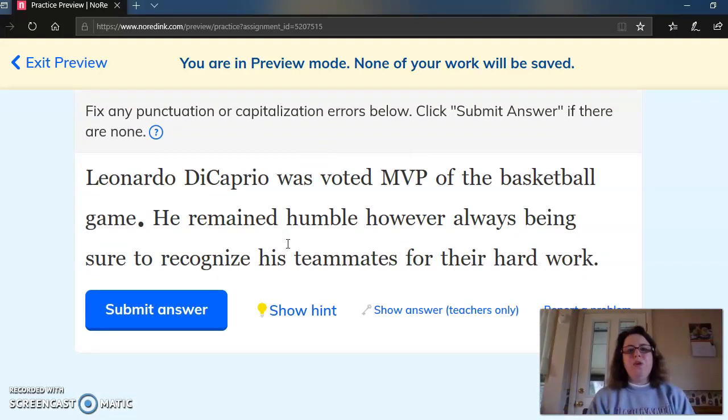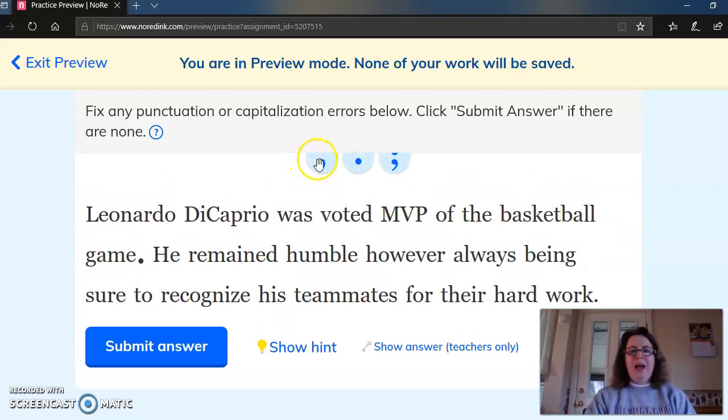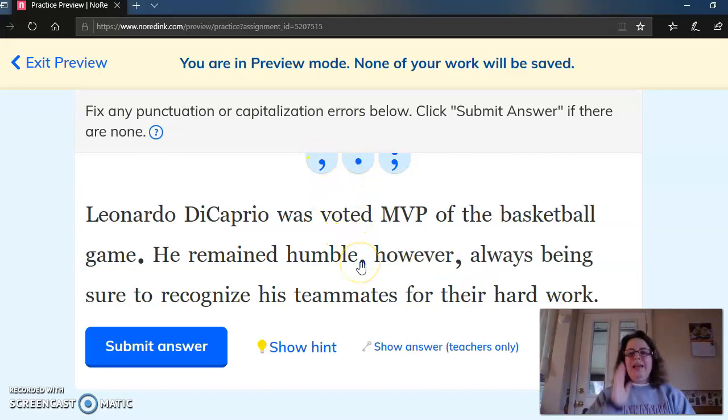Leonardo DiCaprio was voted MVP of the basketball game, period. He remained humble, however, always being sure to recognize his teammates for their hard work. Now, I'm going to look at this. Always being sure to recognize his teammates for their hard work. Is that a complete thought? No. If it's not a complete thought, you have to put commas around it. If there had been a complete thought on the other side of however, you would need to put a semicolon before it and a comma after it. So you really need to look at these.